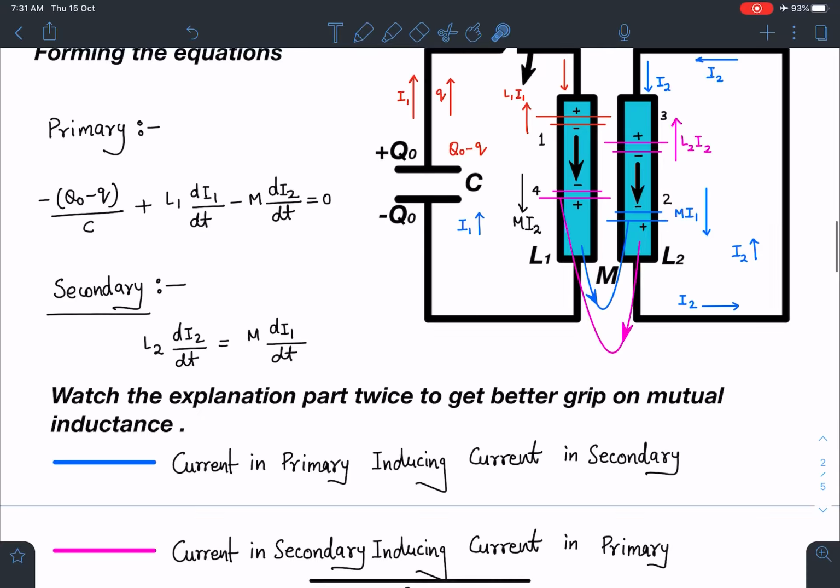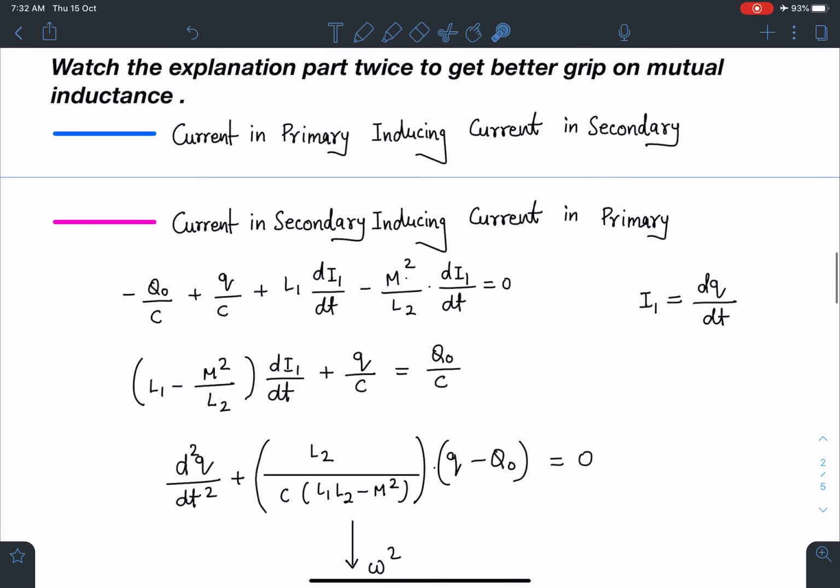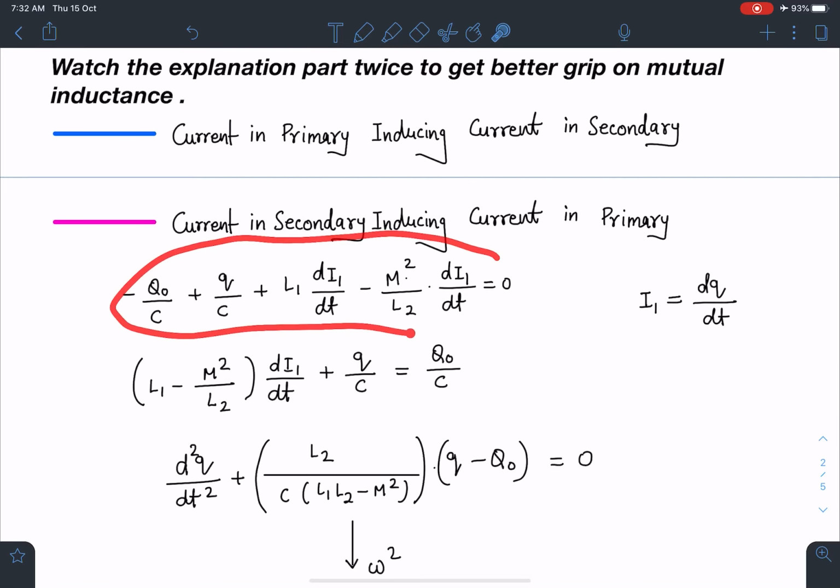So what I'm going to do here is eliminate di2 by dt in this equation, so that I will have the entire equation in terms of di1 by dt. So when I substitute these values, I can write this I1 as dq by dt.